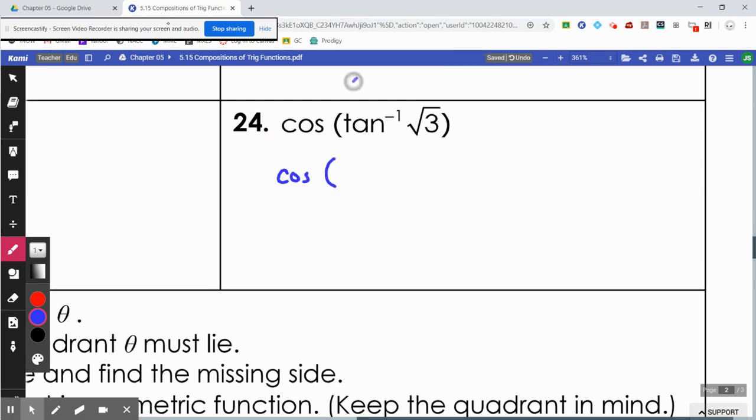And number 24, the tangent of what angle is root 3? And again, that's going to be an angle between negative 90 and positive 90. Since it is a positive angle, that means this has to be between 0 and 90 in order to make tangent positive. And that would be a 60-degree angle, has a tangent of root 3. So we're finding the cosine of 60, which is simply 1/2.